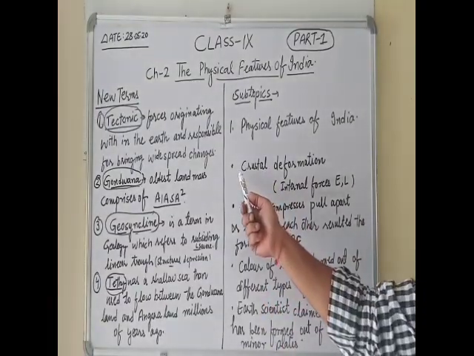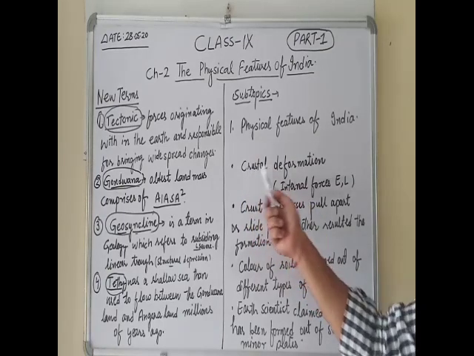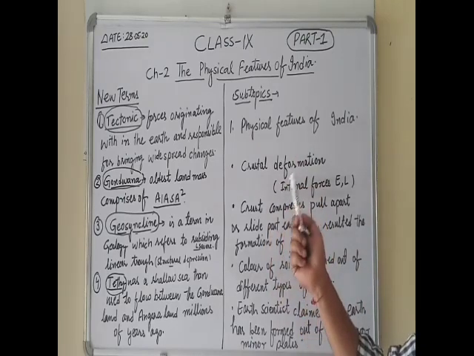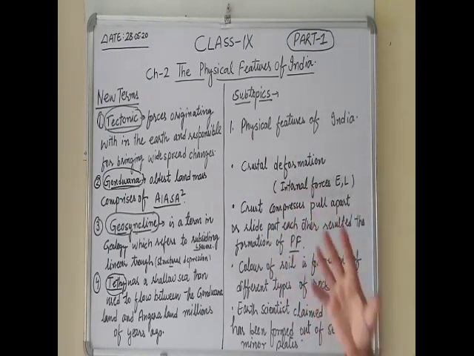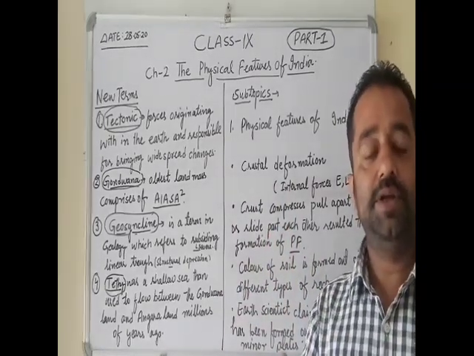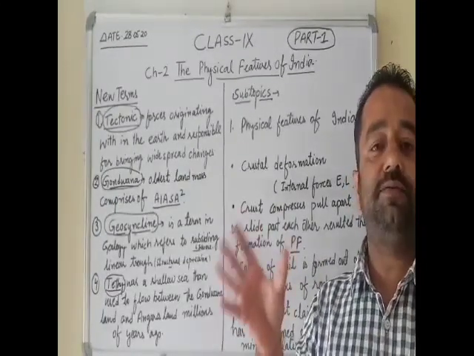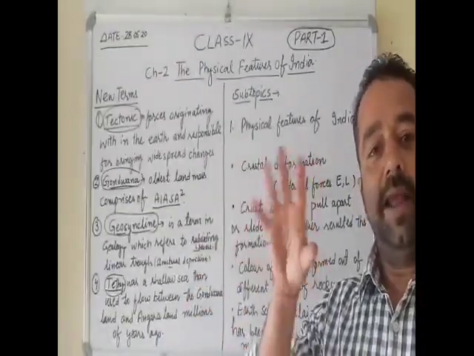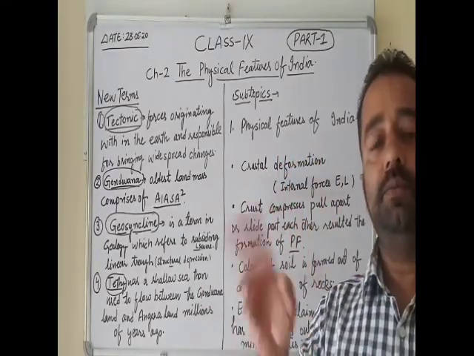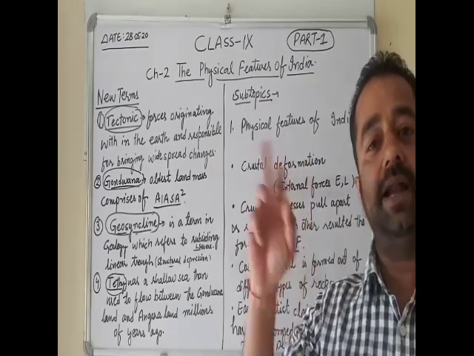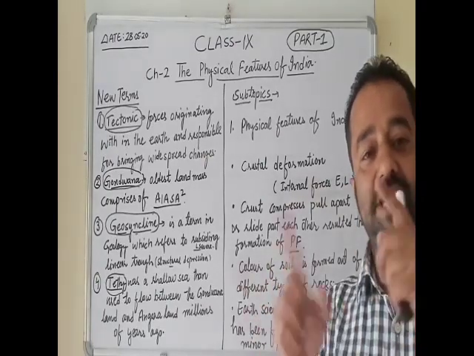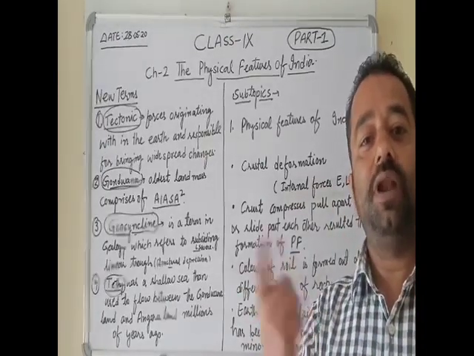Clear? So first of all, here I have written crustal deformation. Crustal deformation is a new word for you. Its meaning is internal forces. So my dear students, all the physical features of India are formed due to crustal deformation. Crustal deformation means they are formed due to internal forces. There are two types of forces, which you have read in the previous class: internal forces and external forces. Internal forces are such as earthquake, landslide, volcanic eruption.